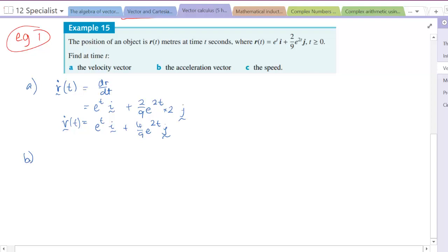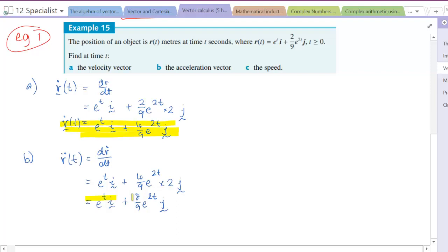Now part B, we're looking at the acceleration vector, so we're looking at r double dot. So we're looking at the derivative of r dot with respect to time. So we're finding the derivative of the velocity. So in the i direction, the derivative is going to be itself again, so e to the power of t in the i direction. And when we find the derivative of that 4/9 e to the power of 2t in the j direction, again, we're going to multiply by the derivative of the power, because it's a chain rule. So we're multiplying by 2. And we end up with e to the power of t in the i direction, and 8/9 e to the power of 2t in the j direction. So here's our velocity, and here's our acceleration.